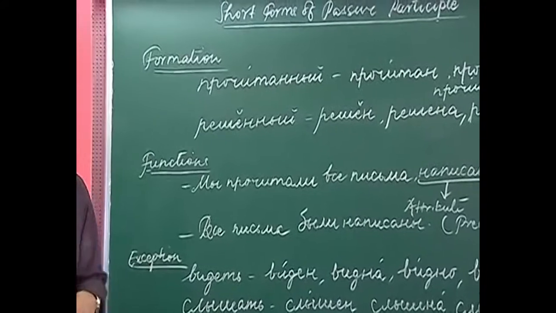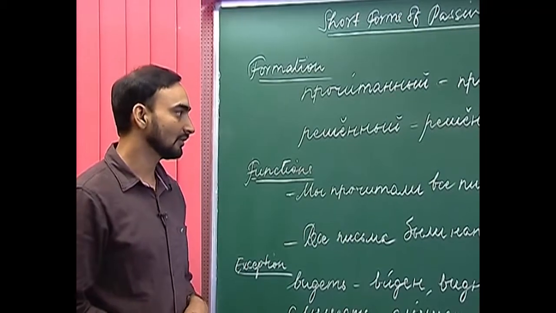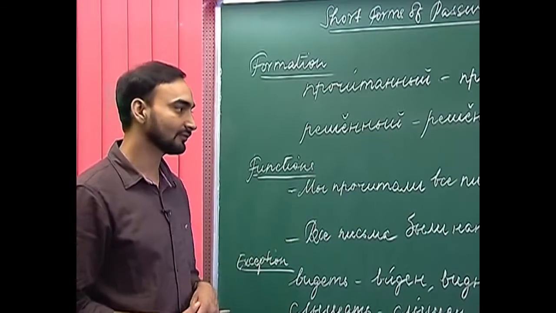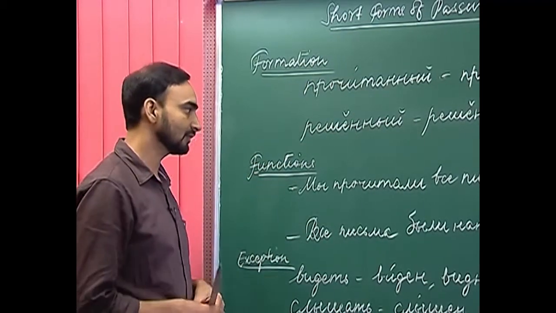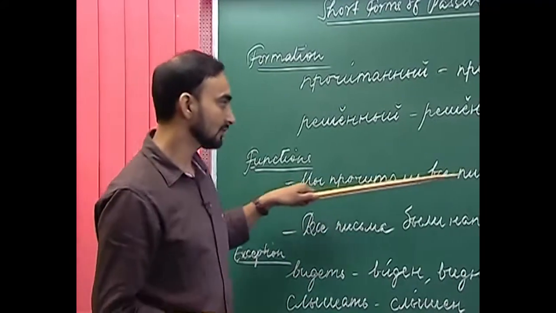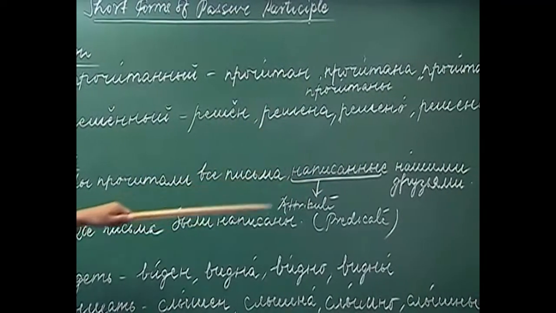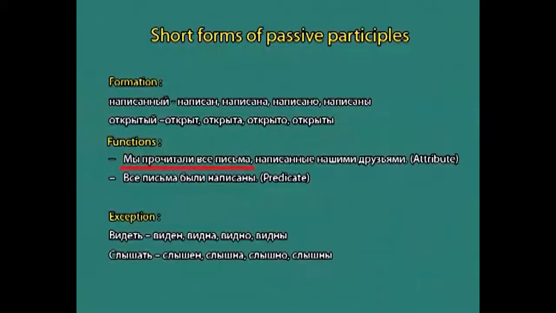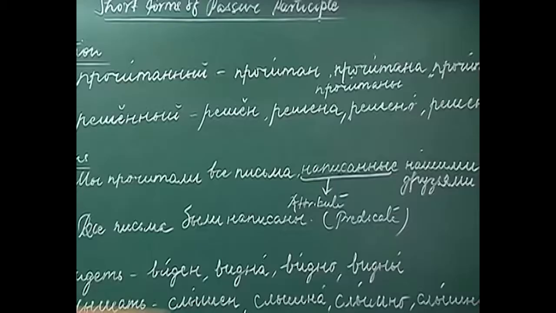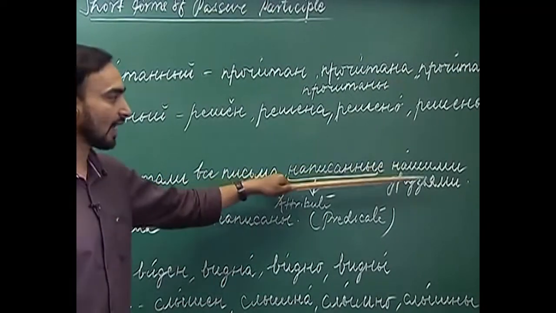So, now let us discuss the functions of the short forms of passive participle. How does it function in a sentence? What are the grammatical functions of a short form of passive participle? For this purpose I have written a sentence with the full form of the passive participle, and then a sentence with the short form. Let us discuss them one by one. Mui prachitalif si apisma napisannye nashimi druziyami. So, we read all the letters which were written by our friends.